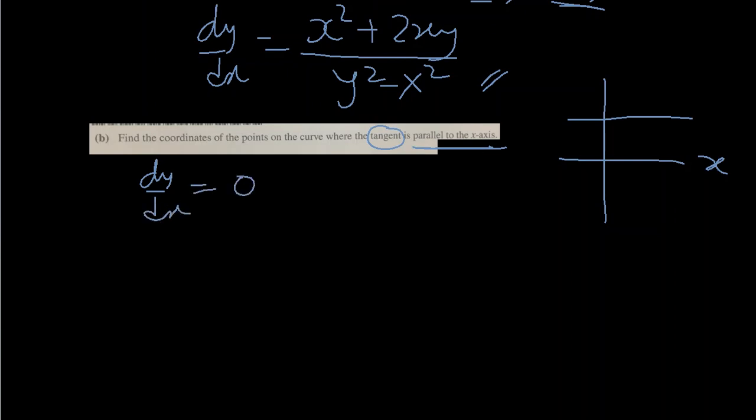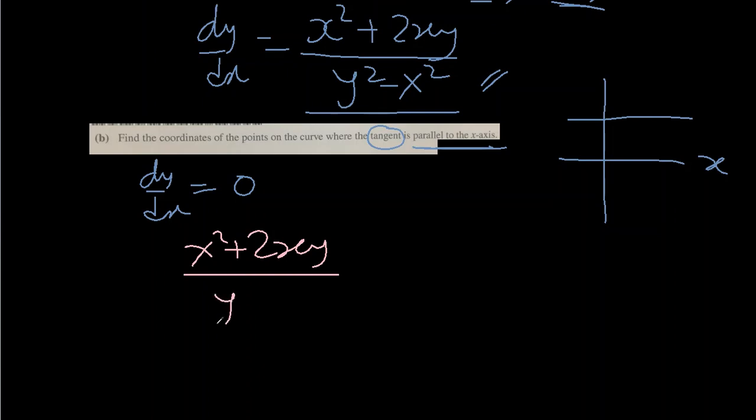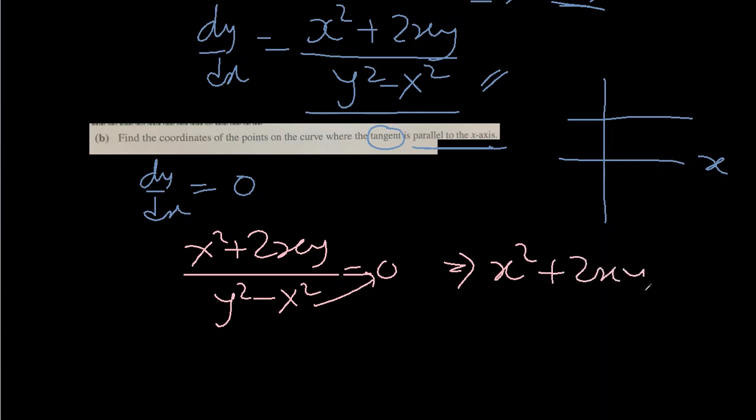So not directly they're saying, we have to take a reference from it and do this. So our dy over dx is known to us from the first part, so we will do that one. So x squared plus 2xy over y squared minus x squared is equal to 0. When the denominator multiplies with 0, it vanishes. We are just left with x squared plus 2xy equal to 0.